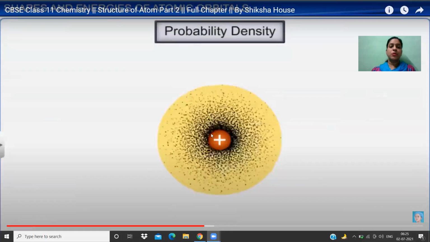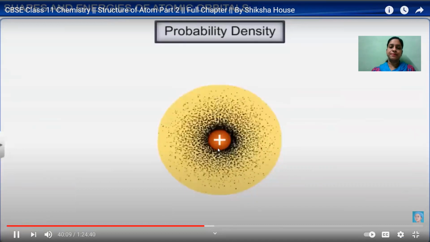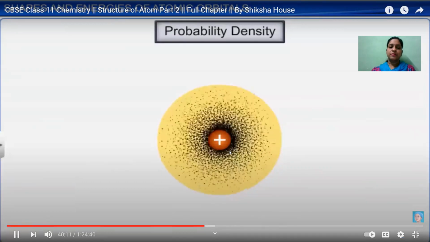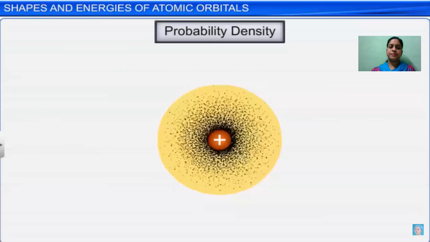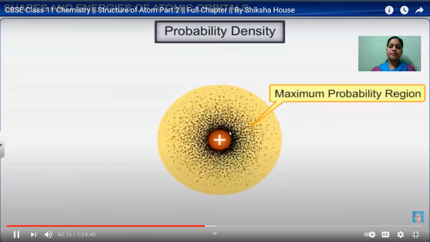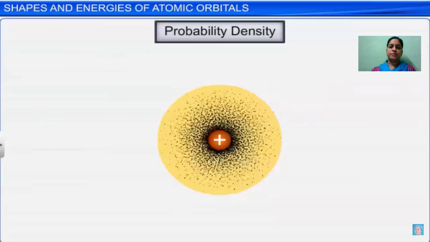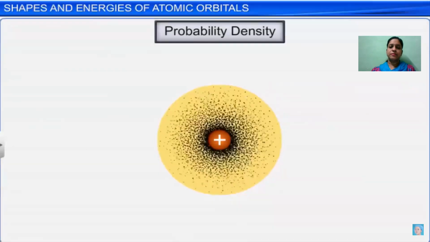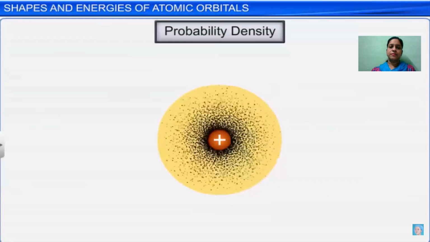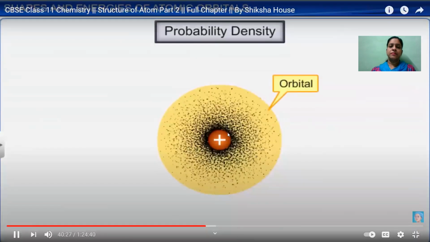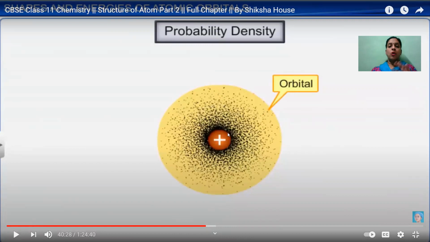ठीक है बेटा, so हम start करें. Orbital is the three-dimensional space around the nucleus within which the probability of finding the electron is the maximum. ये हम पहले भी डिस्कस कर चुके हैं, that orbital is the space around the nucleus where the probability of finding an electron is maximum.